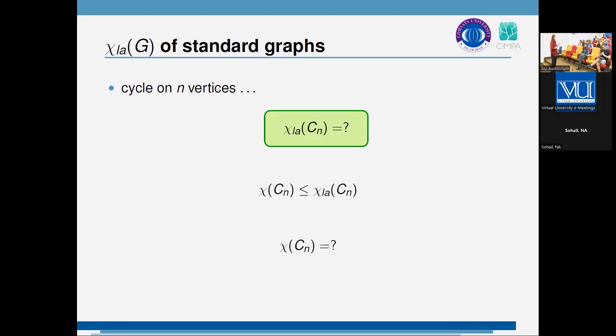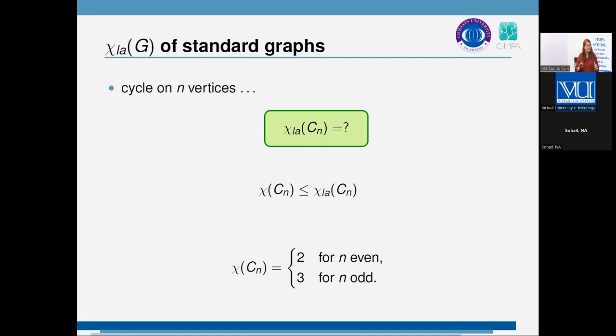It's 2 or 3, and this depends on parity. You remember when it is 2 and when it is 3. When n is even, the chromatic number of a cycle is 2, but when n is odd, it's 3. So we have a lower bound for the local antimagic chromatic number of a cycle. My question is, is it possible to get local antimagic chromatic number 2 for a cycle? Surely we have to deal just with single cycles, but this is the case when it could happen with local antimagic chromatic number two. What do you think?